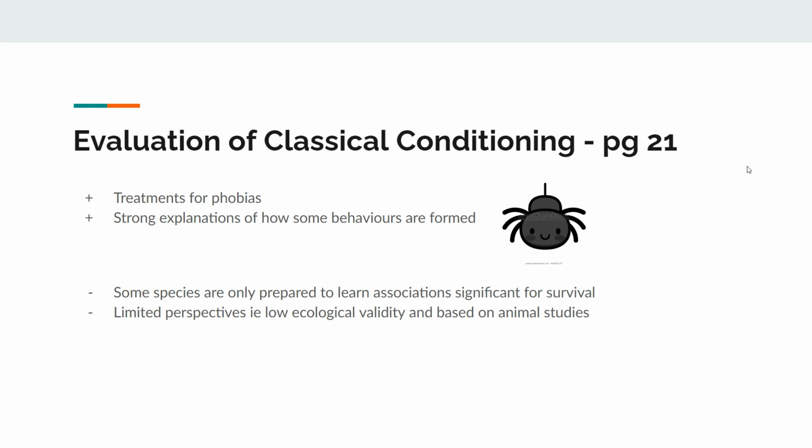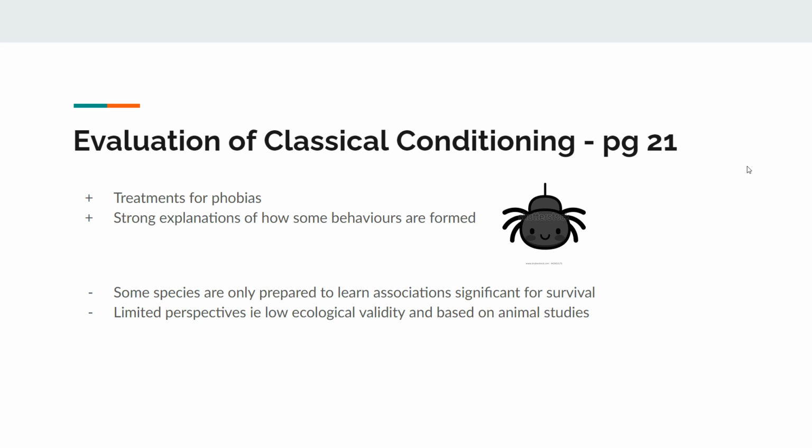In this case, we're looking at treatments for phobias. You don't need to go into loads of detail at this stage of how the treatment works because you will learn it separately later on when we move on to the psychopathology module. By the end of your 2-year course, you will know the treatment and how it works in quite a lot of detail. For now, it's suffice to say that classical conditioning is used.